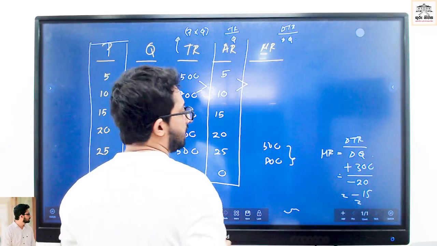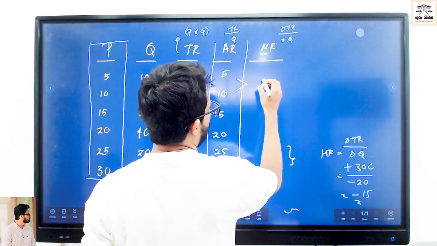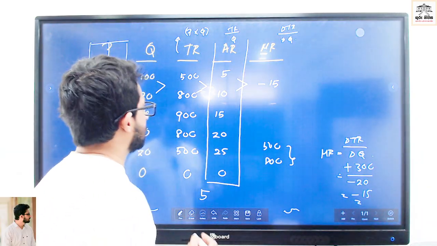Marginal revenue should be placed in between two values, Lamai. Here marginal revenue should be how much? Minus 15. Marginal revenue should be minus 15.